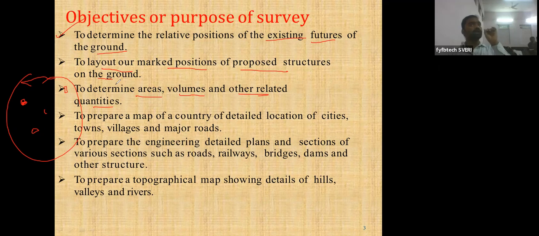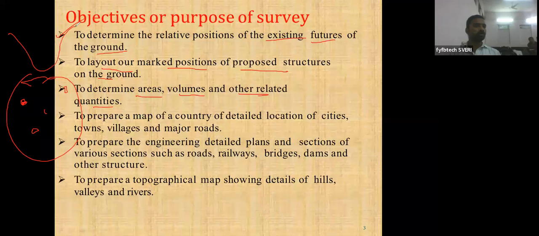Then again, one more is quantity or volumes. Suppose there is a pond. There is water. How much quantity of water is stored in the pond? If there is a hill, what is the height of the hill? Or if there is a dam, how much quantity of water is stored in the dam? That can be calculated by using surveying. Surveying is used to determine the area and volume of any quantity.